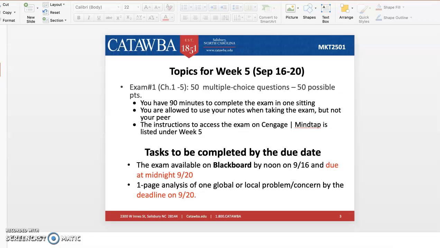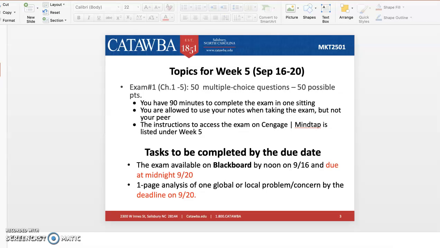Again, just to remind you about the tasks. First, go ahead and review all 5 chapters. Okay, when you're ready to take the exam, the exam will be available on Blackboard and Cengage MyTab at noon today and will be due at midnight on Friday. However, you have to make sure that on the same due date, you have the one-page analysis of one global, local, or national problem or concern submitted by the deadline on Friday.